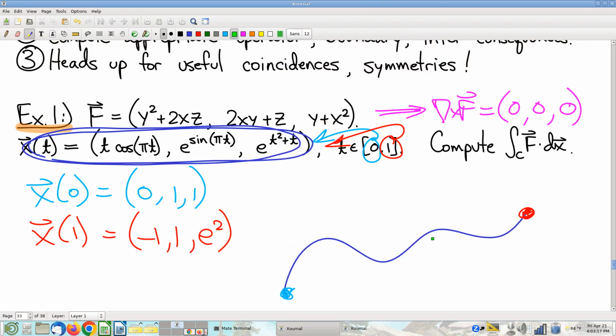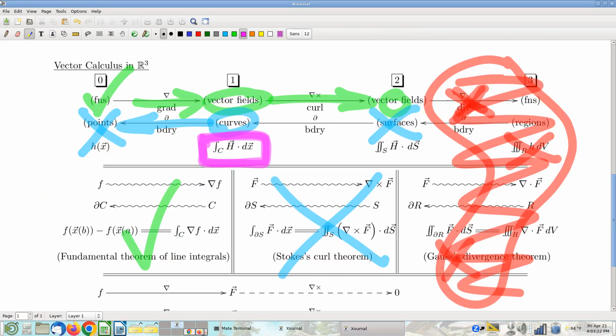Okay, so we know what to do with this question now. Our analysis on the diagram tells us that we don't even look at Stokes. Well, correction: we tried Stokes, it didn't work. It doesn't fit. But the fundamental theorem of line integrals works just fine. So that's how I do this question.